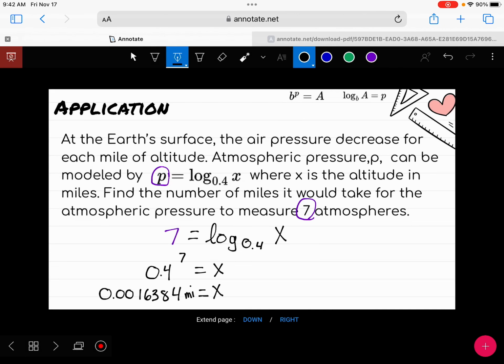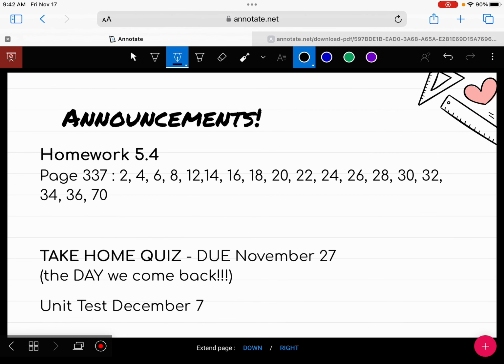All right. So, I'm going to pass out the take-home quiz. It is due when you come back. Here is, I believe this is our second to last quiz. I think we only have one more. Take the whole break to do it.